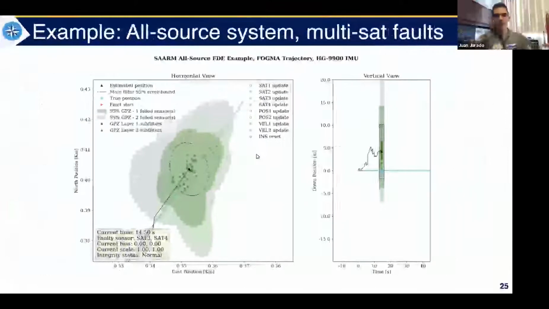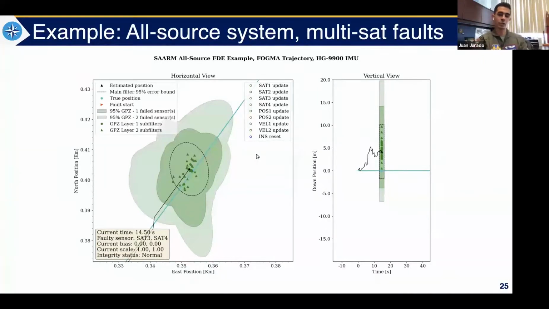Finally, we have the next level, right? So we assume 2 sensors can fail at a time. And so now I have to have 2 T matrices, one for detecting one failure, and the second T matrix for detecting a double simultaneous failure. In this simulation, we'll see that satellites 3 and 4 are going to fail at the same time. So the same bias will be applied to both of them at the same time. And we'll see that the GPZ still holds.